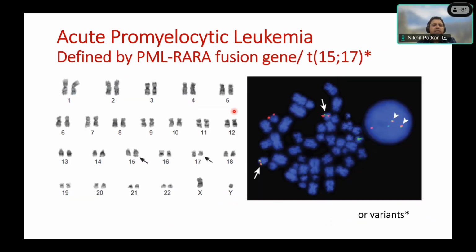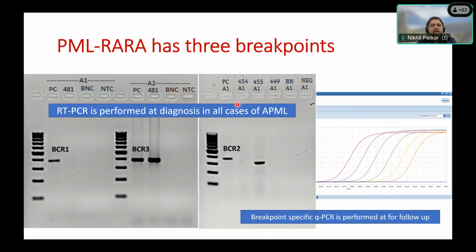So acute promyelocytic leukemia is defined by translocation 15;17, which is detected by FISH. As you can see here, this is a translocation between 15 and 17. If it is yellow, it indicates that there is a fusion transcript, which is here. But if you look at this at the RNA level, RT-PCR is required to identify the type of fusion transcript, because there are three common fusion transcripts seen in PML-RARA, which are the BCR1, BCR2, and the BCR3 isoforms.